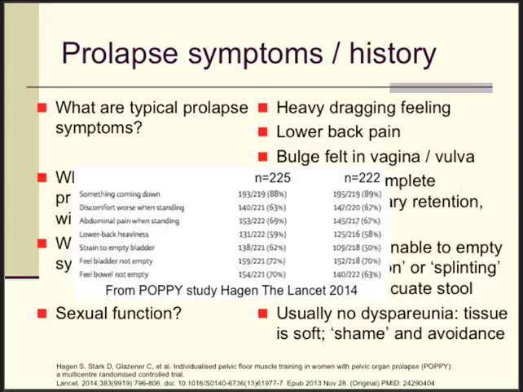A recent study published in The Lancet, the PUPPY study, showed the symptoms in a slightly different way, but something is coming down. That was the most prevalent symptom. Discomfort when standing, abdominal pain when standing, lower back heaviness, strain to empty the bladder, the feeling that the bladder is not empty after going to the toilet, and the same applies for the bowel, feeling it is not empty. So these are typical prolapse symptoms focusing on the bladder and the bowel and the sexual function as well.